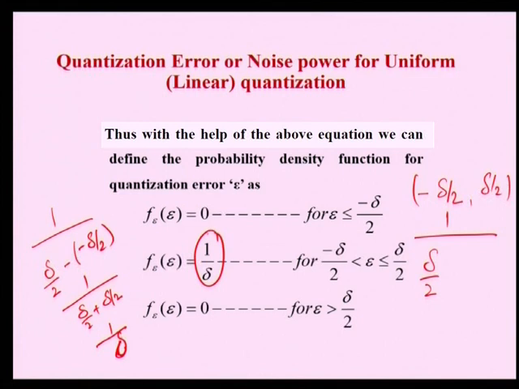So, 1 by del is the probability density function for the quantization error epsilon, which lies in the range minus del by 2 to plus del by 2. Outside this region, the probability density function is 0, that is for epsilon greater than del by 2 and for epsilon less than minus del by 2, it takes 0 value.